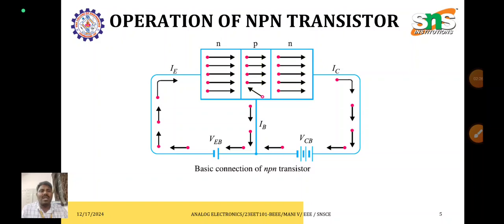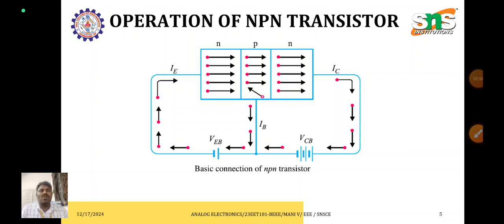But the base does not contain a sufficient amount of space. So out of 100, only 3% of electrons can recombine with the holes in the base, and the remaining 97% move from the P region into the N region, that is base to collector. But the collector is already full. So the electrons in the collector region will be attracted by the positive terminal of the battery, which is connected across the collector and base.